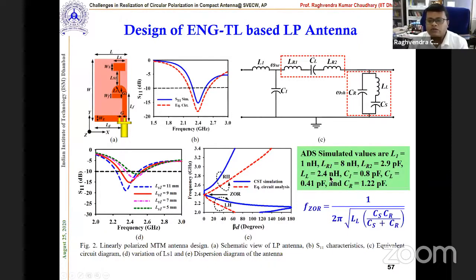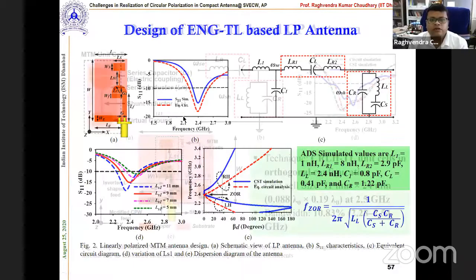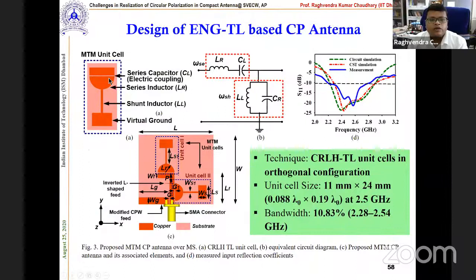So you can also try this with this value, and you can get almost the same results, okay? Now, particularly we analyzed the unit cell, and this is not an ENG structure, this is a complete CRLH structure, correct? Because there is a series gap. Now, further we measured everything, and here if you see, we did our innovation.